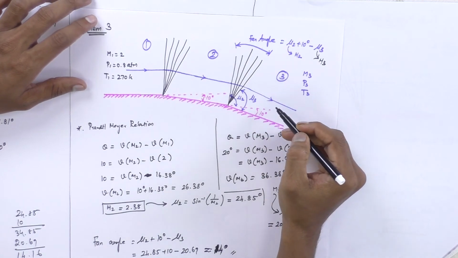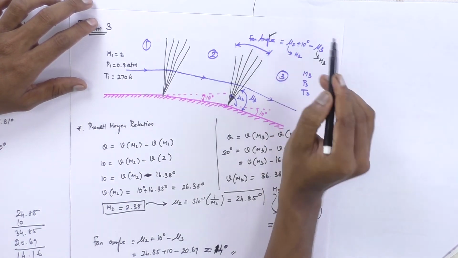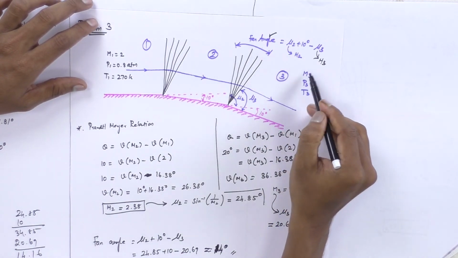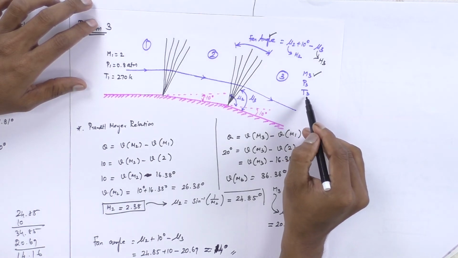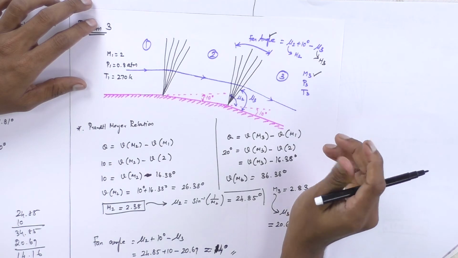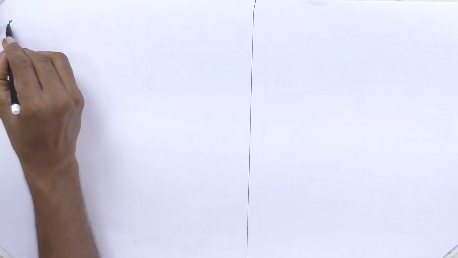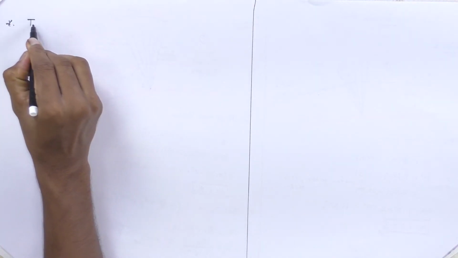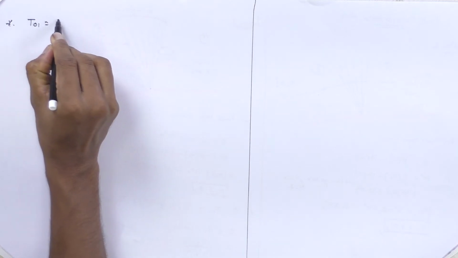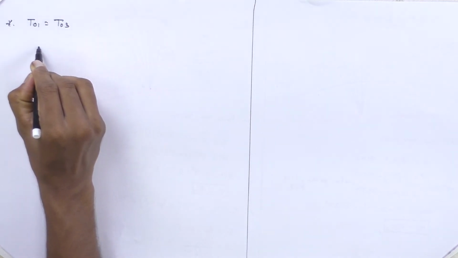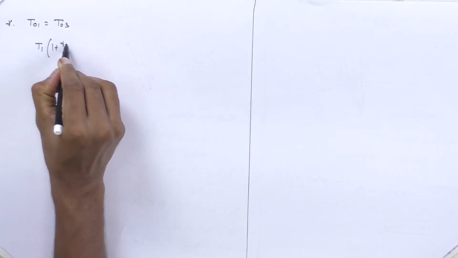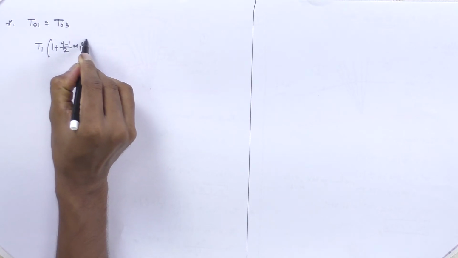So in this problem, so far we have calculated this fan angle alone, and also we know the M3 value. Now let us calculate the P3 value and T3 value from the constants. We know that stagnation temperature will be constant. So T01 will be equal to T03. From the stagnation isentropic relation, this can be written as T1 into 1 plus gamma minus 1 by 2 M1 square.